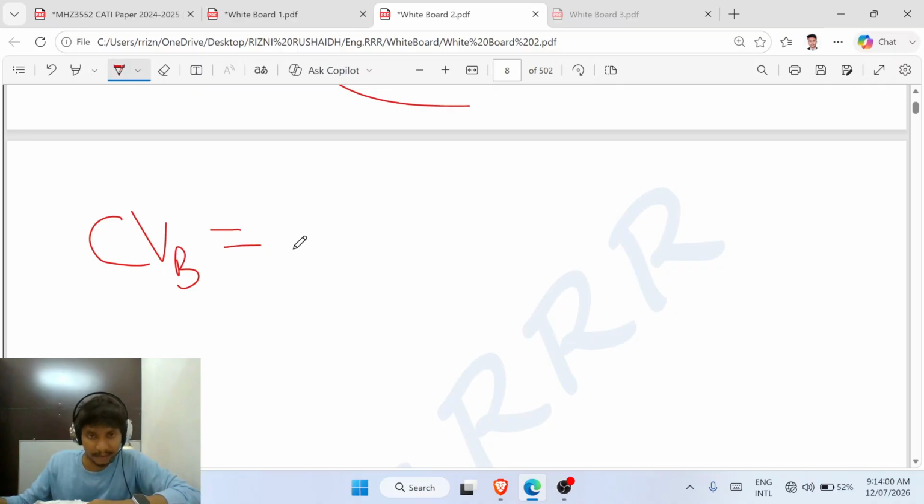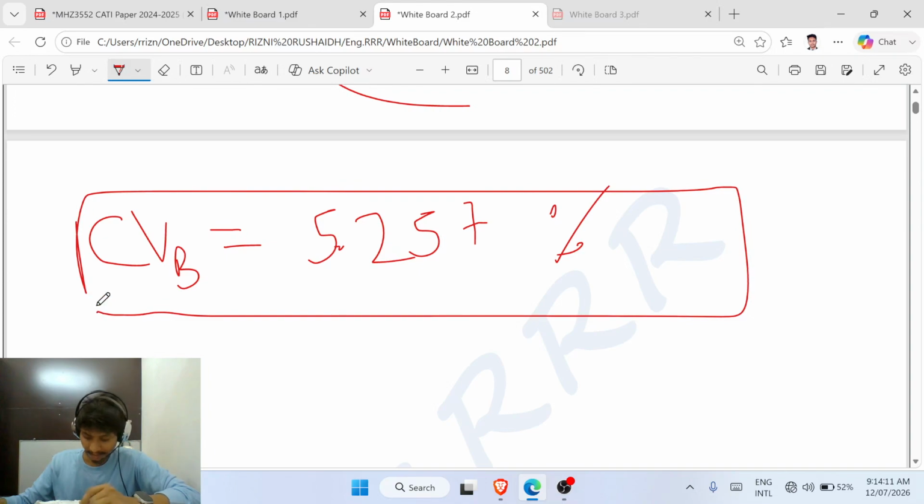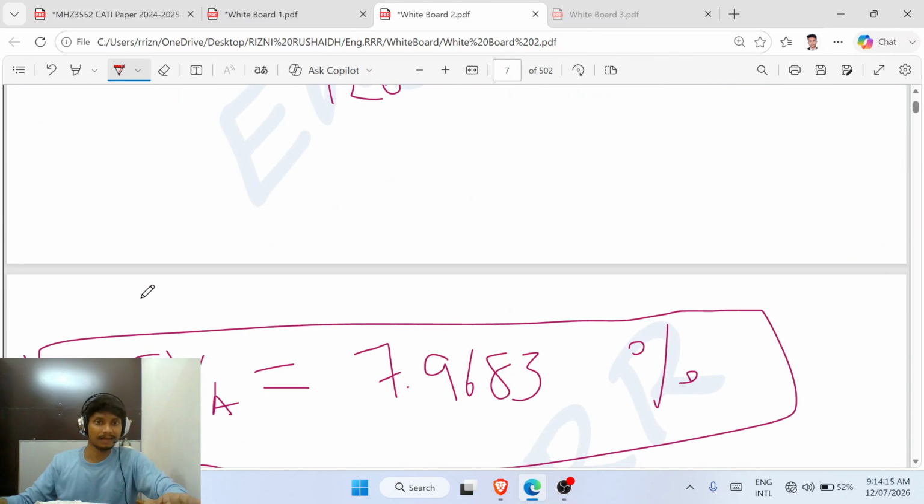You will get the final answer that CVB is equal to 5.257 percentage. Now we have found the CVA and CVB.